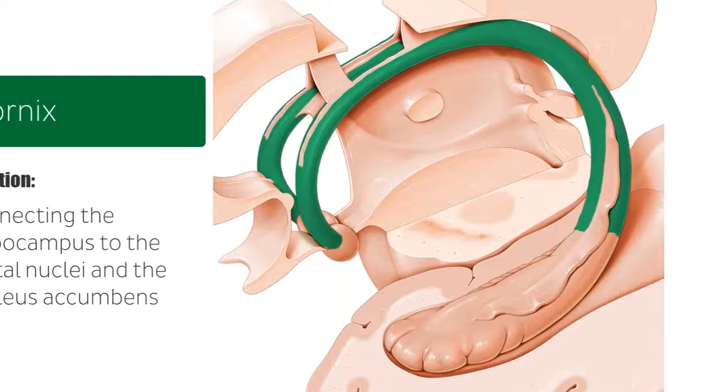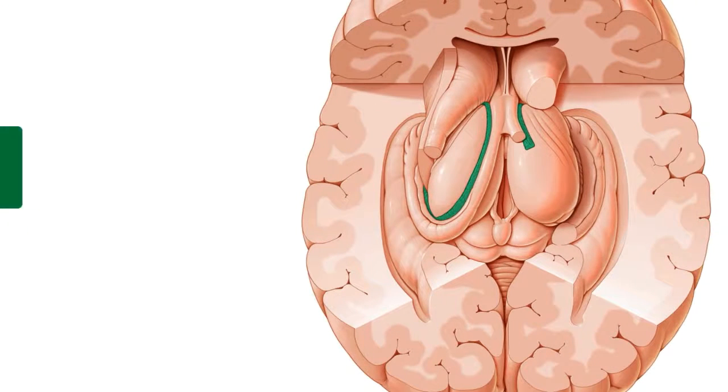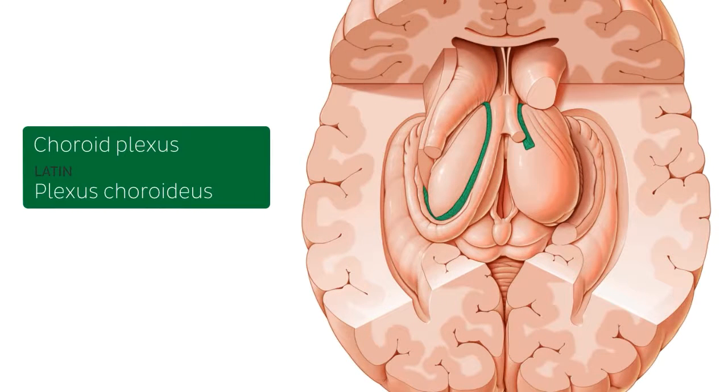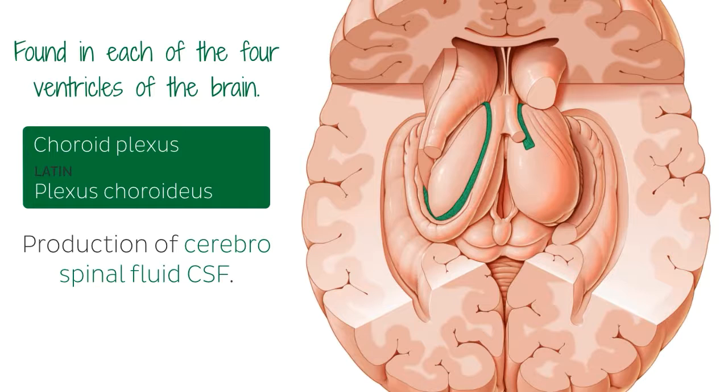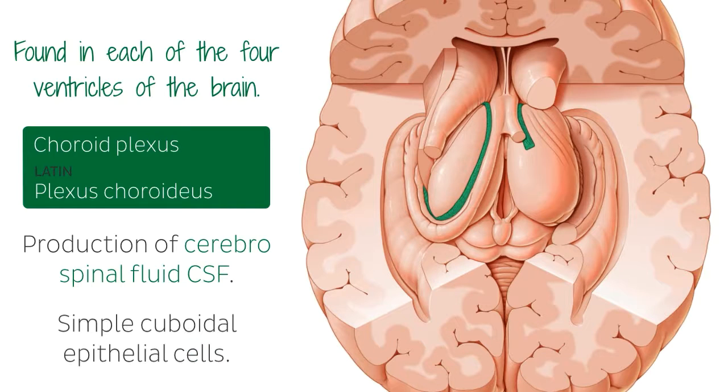Lateral to the fornix, we see the choroid plexus of the lateral ventricle, this structure seen here highlighted in green. A choroid plexus is found in each of the four ventricles of the brain, and they are responsible for production of cerebrospinal fluid. Now, this extensively folded membrane consists of a layer of cuboidal epithelium, or simple cuboidal epithelial cells, surrounding a core of capillaries. The capillaries are fenestrated with specific permeability. The folding of this membrane allows it to have an expansive surface area.